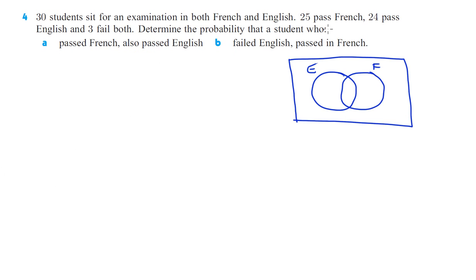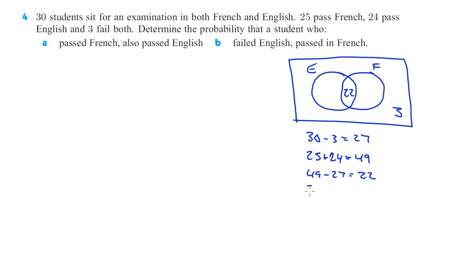It's 30 total. 25 pass French, 24 pass English, and 3 fail both. So we know that there's 3 out here, and there's 30 total. So 30 minus 3 is 27. So we know that these 3 regions here all have to add up to 27. If we add the 25 that pass French and 24 that pass English, 25 plus 24 gives us 49. If we take our 49 minus 27, since we know that there's only 27 in here, it gives us that there's 22 people that got counted twice. So that means that there's 22 that pass both English and French.